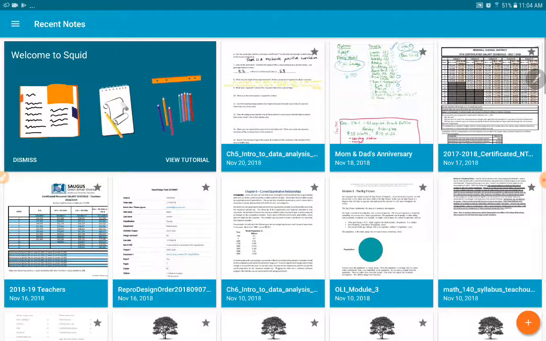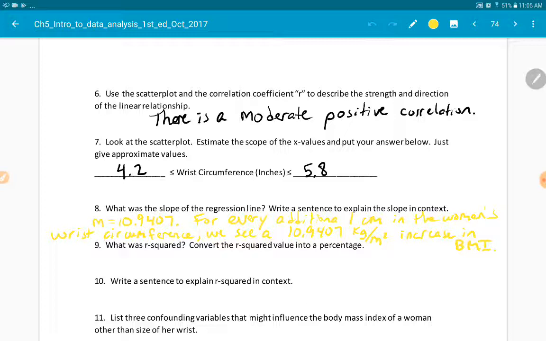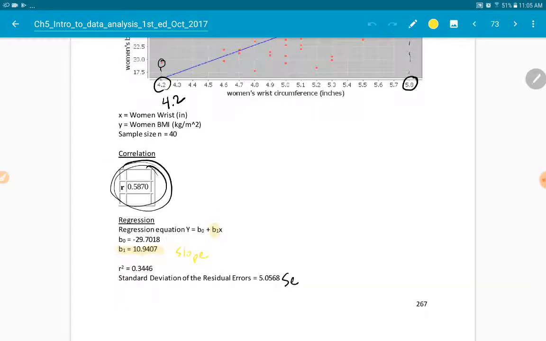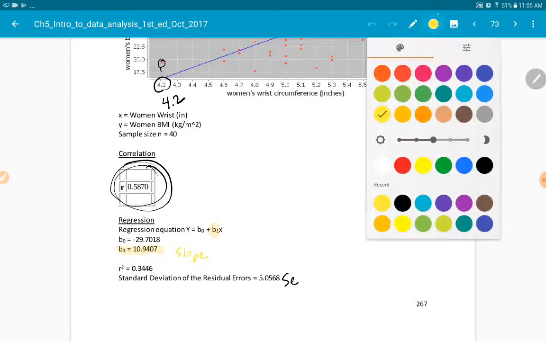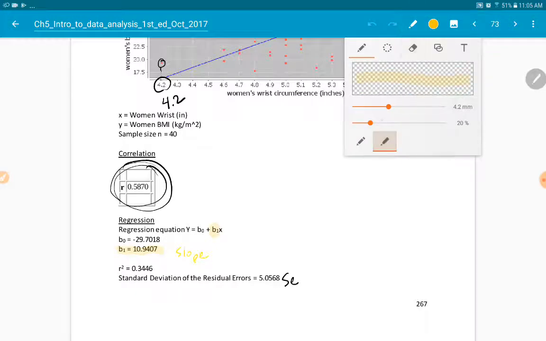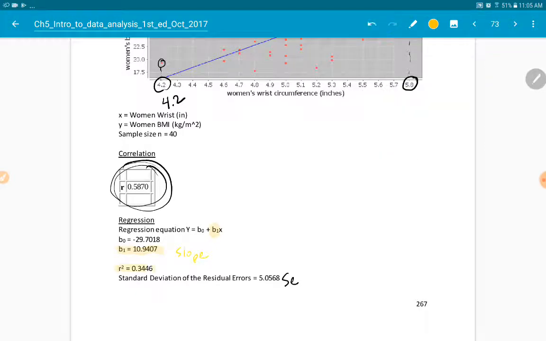Whoops, darn it. What did I do? So our R squared is right here. Whoops, wrong color. Sorry.